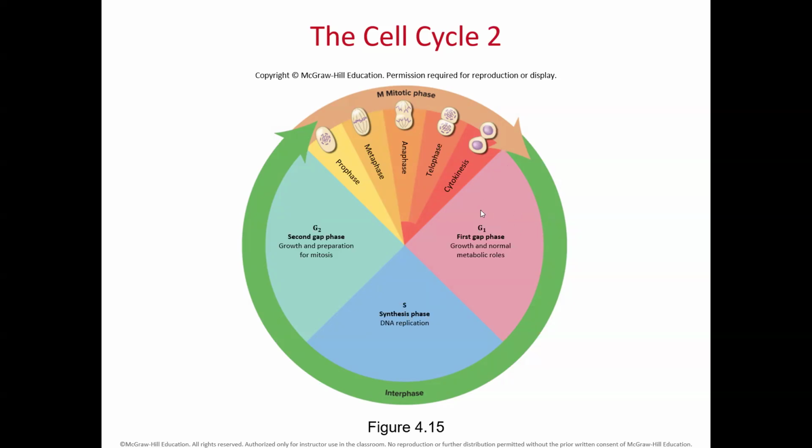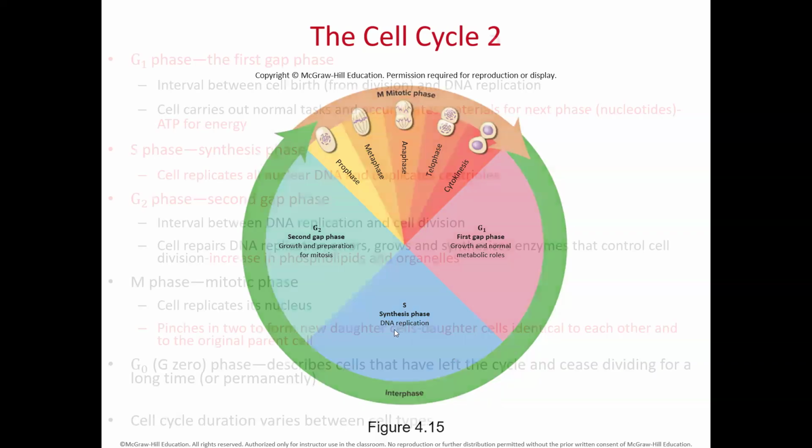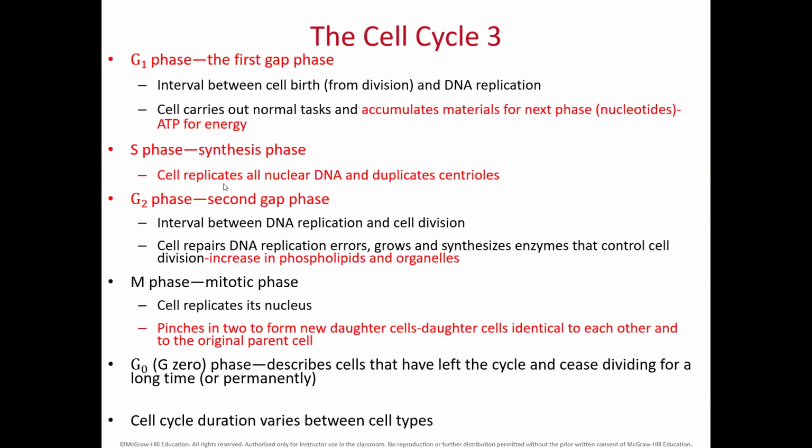So in the G1 phase, we're going to see that everything is growing. We're going to double the amount of nucleotides, double the amount of materials required to then enter the S phase. The S phase is called the synthesis phase, where DNA replication happens, right? So again, we need to double everything. Even the DNA needs to be doubled. So in this S phase, cells replicate all nuclear DNA, and even the centrioles replicate.